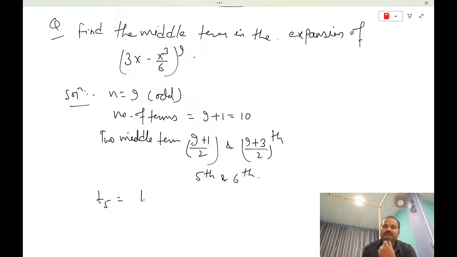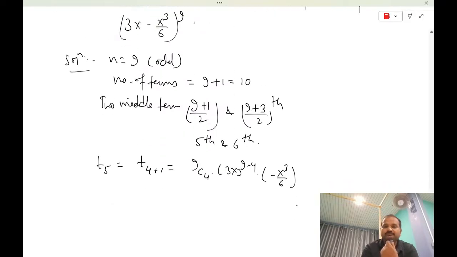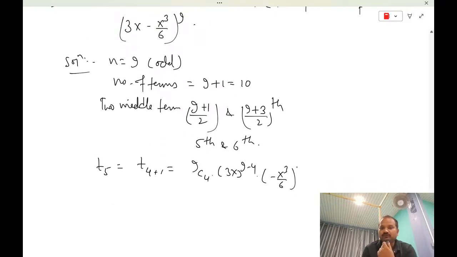T5 can be found using the general formula, T of 4 plus 1. Here n is equal to 9. So 9C4, the first term is 3x whole to the power 9 minus 4, and the second term is minus x cube by 6 whole to the power 4. From here we can find 9C4, and the final answer will become 189 by 8 x to the power 17.